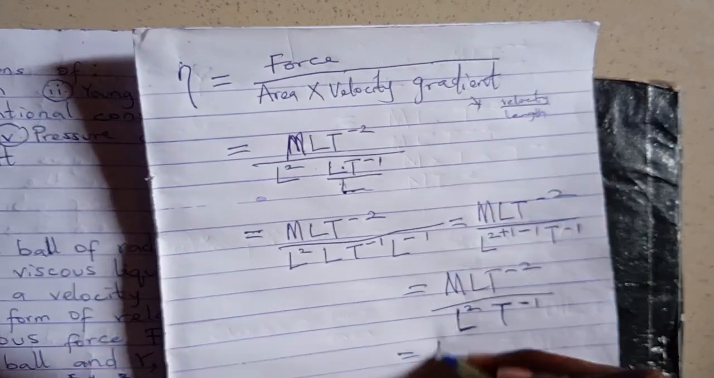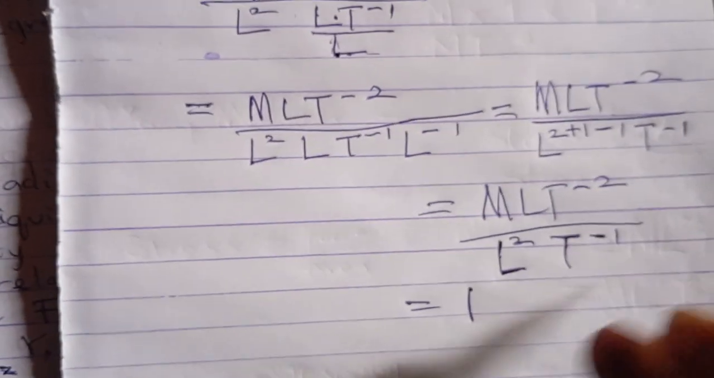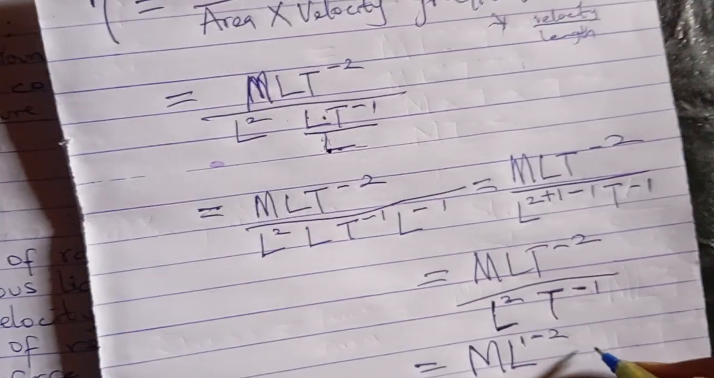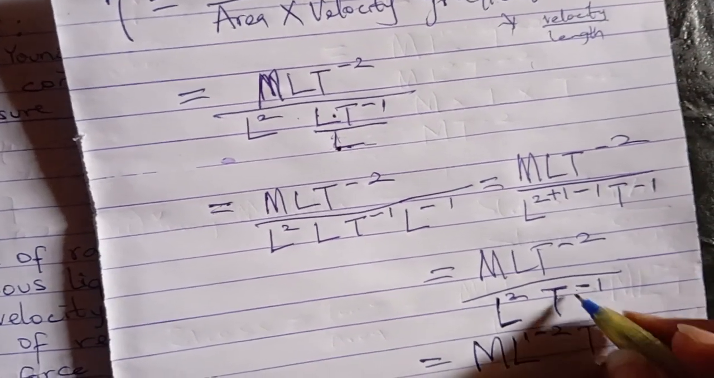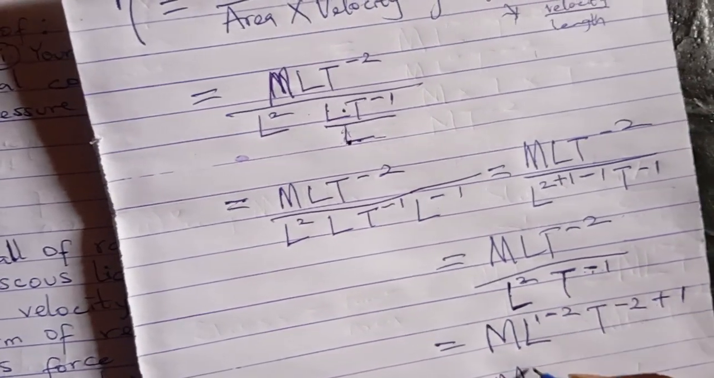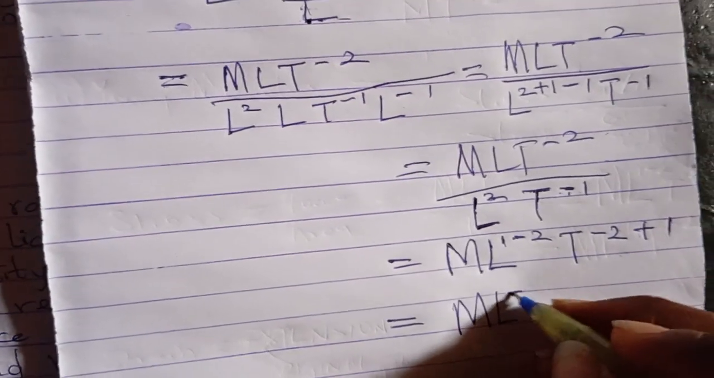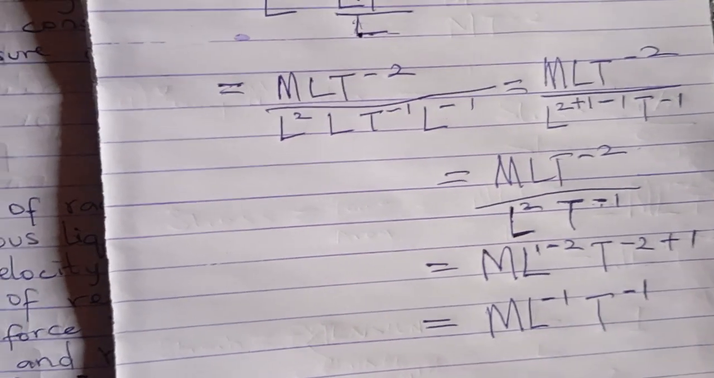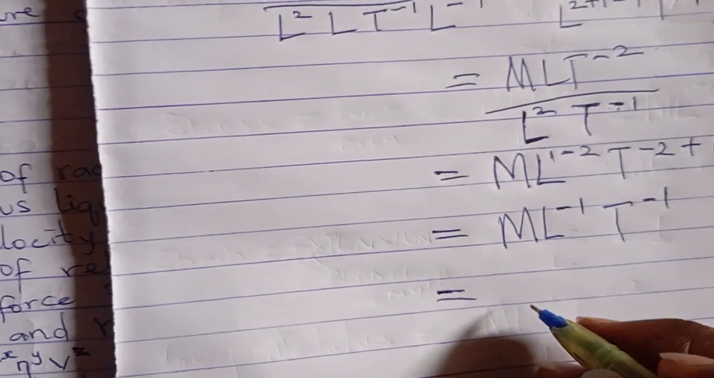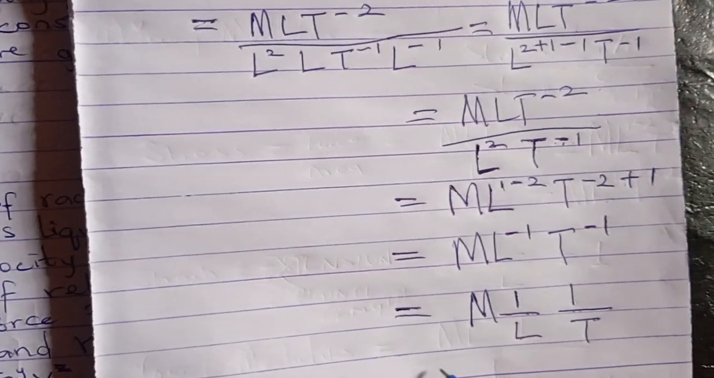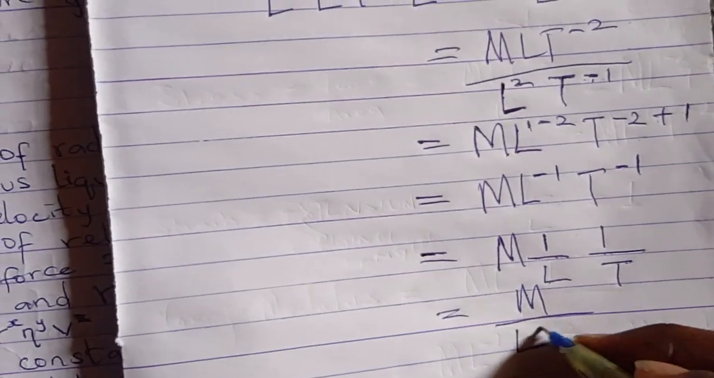Applying the division law, we get that this is the same as m l to the power 1, when this 2 comes up, minus 2, and t minus 2, when this comes up, it becomes minus minus, which is plus 1. So equals m l minus 1 t minus 1. And this is also the same thing as having m, 1 over L, 1 over t, which is the same as m over L t.